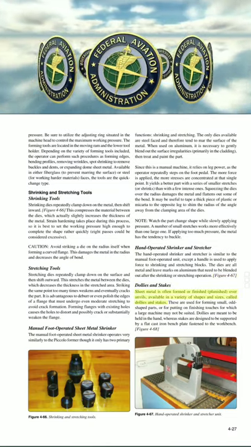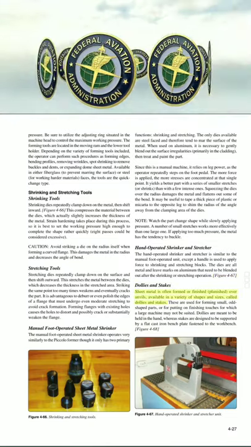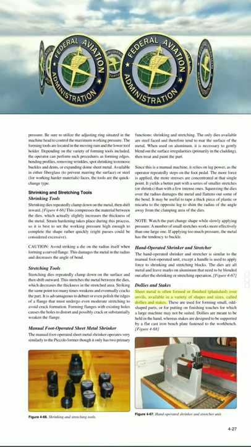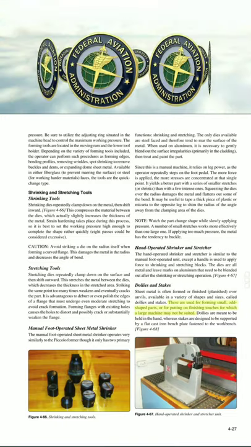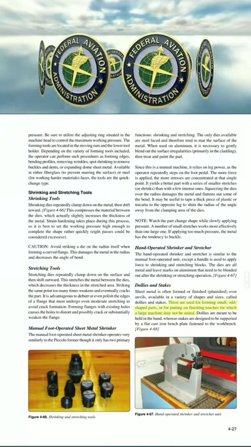Sheet metal is often formed or finished, planished, over anvils, available in a variety of shapes and sizes, called dollies and stakes. These are used for forming small, odd-shaped parts, or for putting on finishing touches for which a large machine may not be suited.